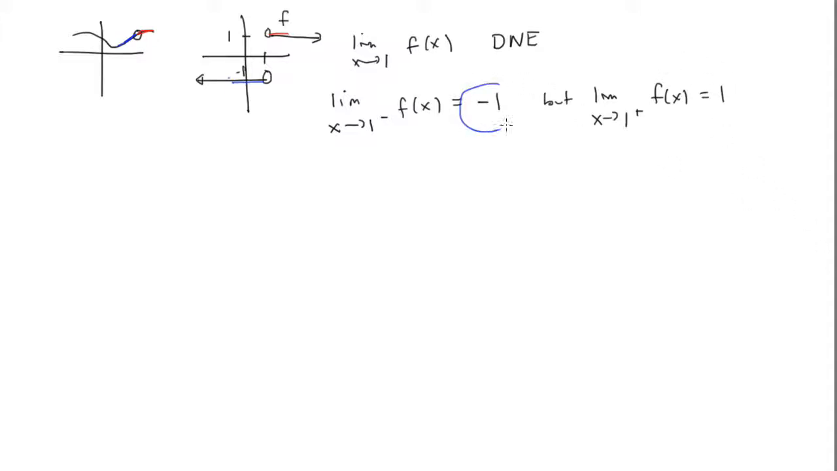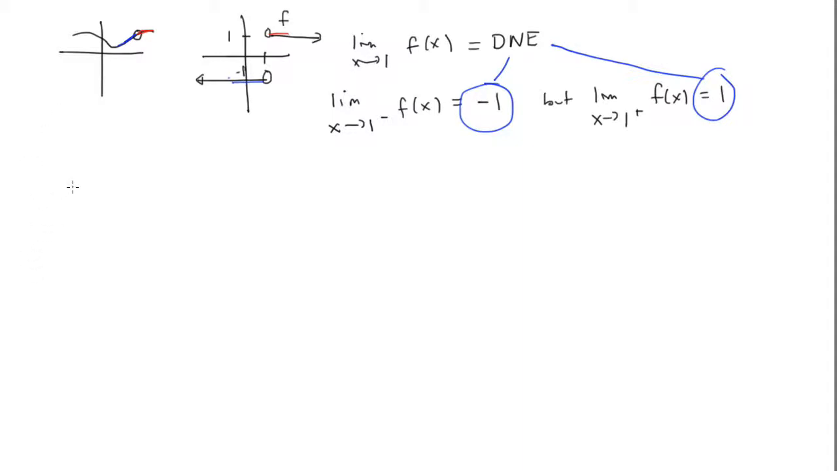So these two numbers are not the same, and if they're not the same, then the overall limit fails to exist. So if these two numbers are the same, then that same number would be the limit from both sides simultaneously. But if these two disagree, then the limit does not exist, and there's nothing you can say about it. Okay, so let's look at a function that we won't look at graphically.